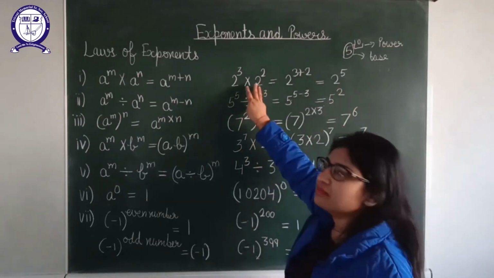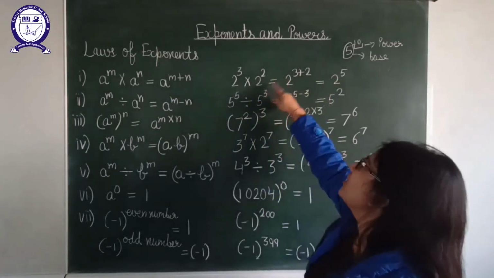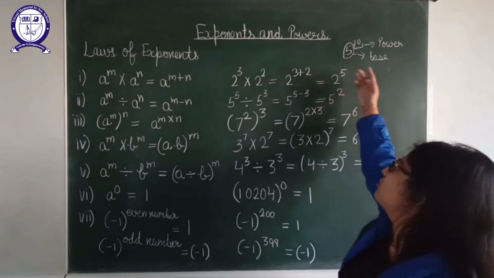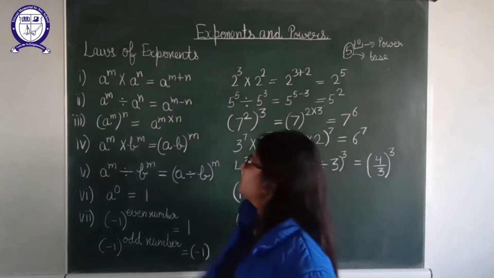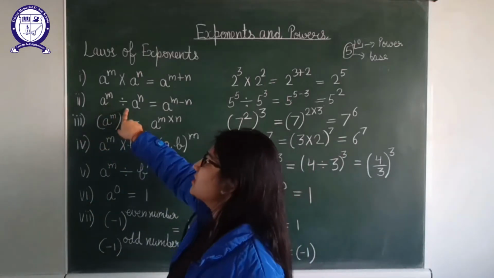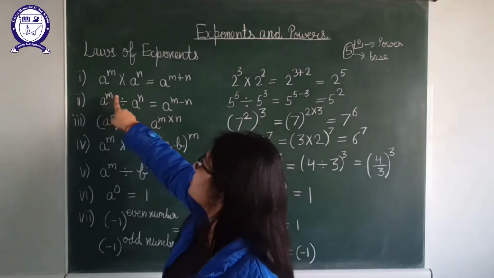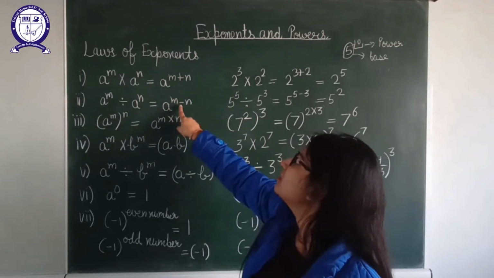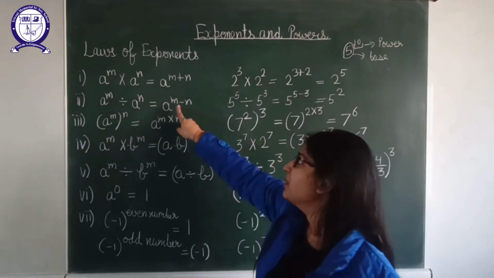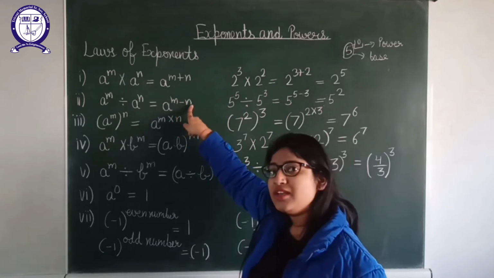If there are 3 numbers, suppose into 2 raised to the power 5 is also given, so you will add 5 also in this and you will get the answer as 2 raised to the power 10. Clear? Now we will see the second law. It is about division. Bases are same, a. Powers are different. Here it is m, here it is n. But in the case of division, you will subtract the powers. Okay? So here a and then raised to the power m minus n you will write down.